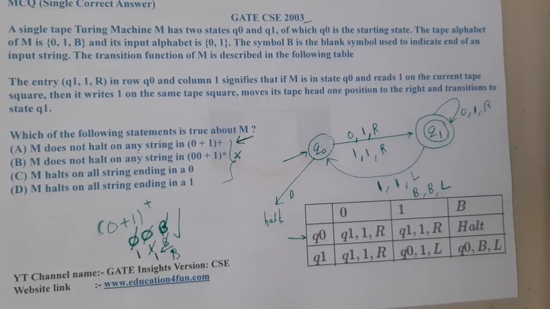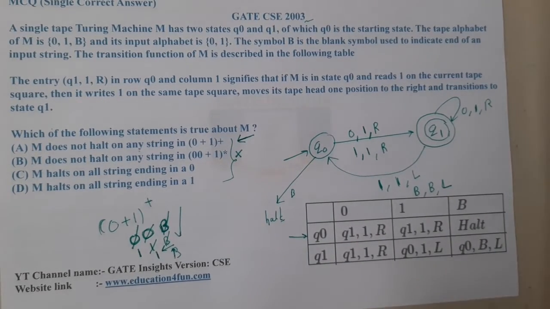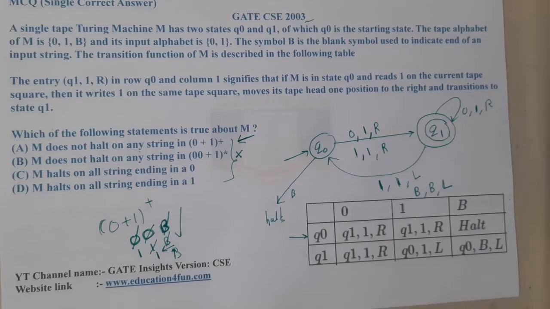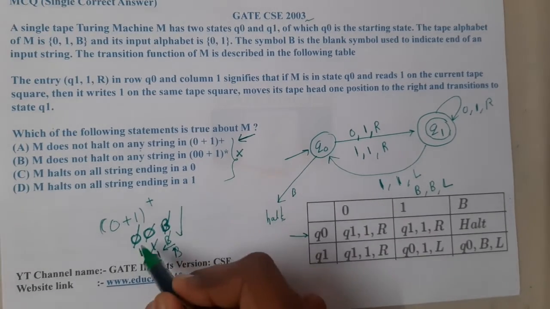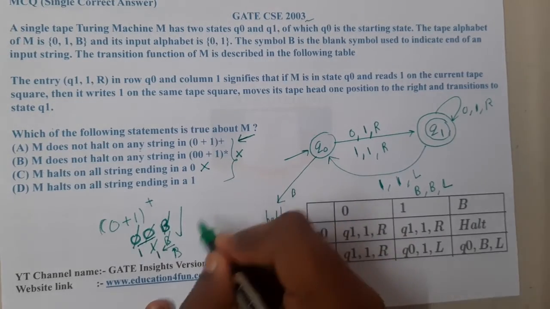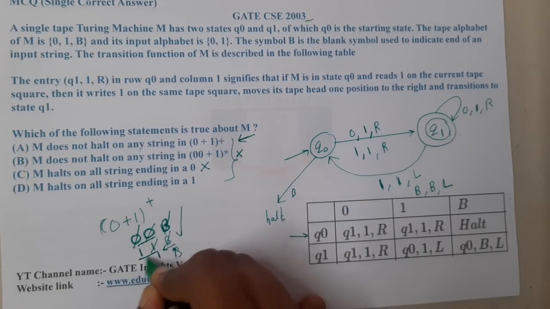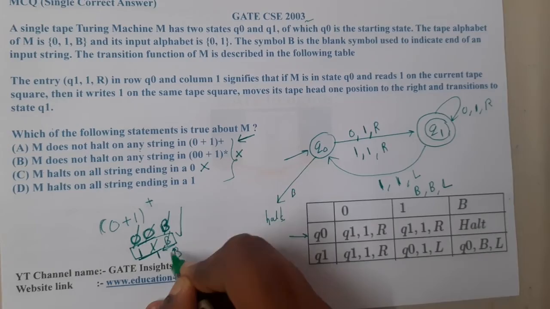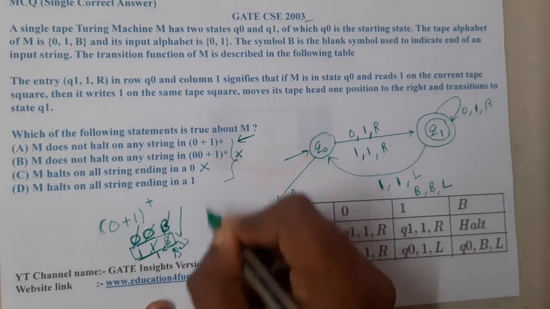Yes, so now let us check option C and D. Option C and D says M halts on all strings with 0 0. So here it is 0 0, but did it halt? No. So hence this option is also wrong. If my input is 1 1, so what is this, guys? This is another input 1 1 blank, right? Yes. So here also it is in the same loop. So this is also false.